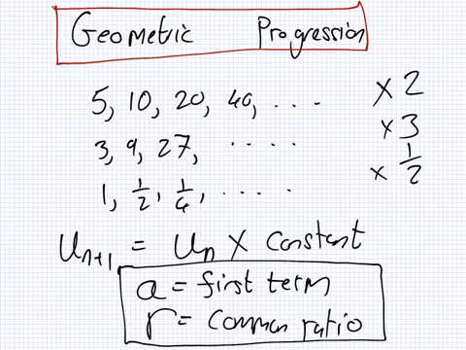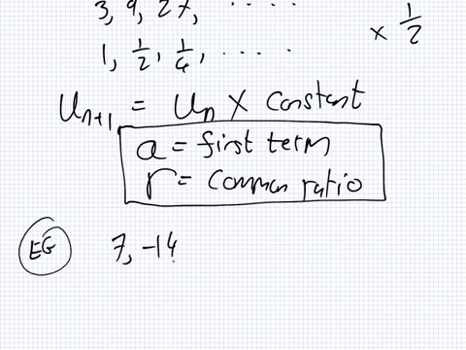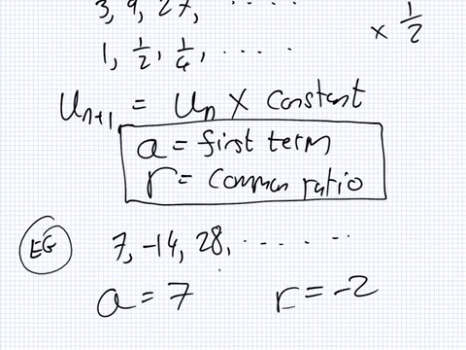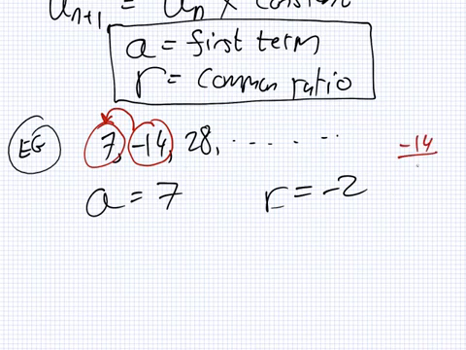Okay, let's have a look at an example. So here's a simple example. Tell me what the first term and the common ratio is. So for this one, what's the first term? 7. And the common ratio? -2. So here, if you need help getting the common ratio, you just take the second term and divide it by the first term. -14 divided by 7. That will give you the common ratio.